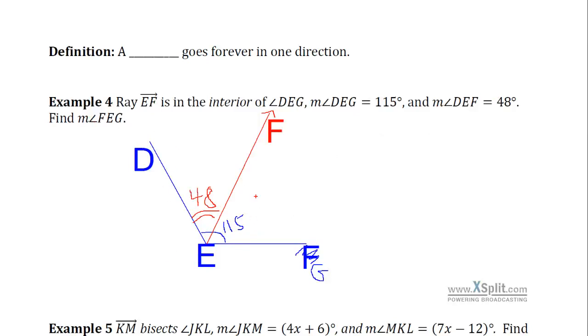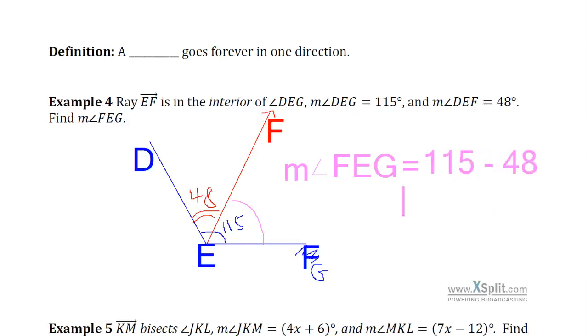From F to E to G, I'll switch over to my lovely pink. We don't know how big that angle is yet. We want to know, well, the whole thing's 115. This angle's 48 degrees. If we want to find FEG, the measure specifically, note that little m stands for measure. The measure of FEG is equal to 115 minus 48.